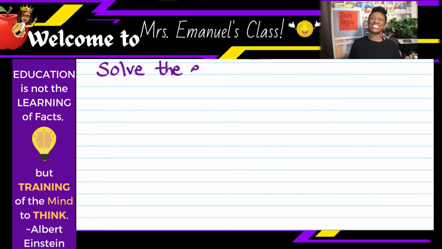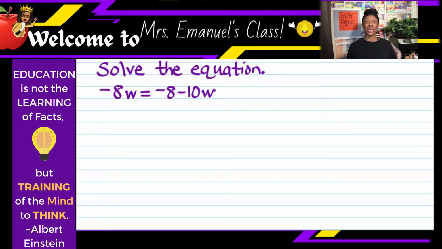All right, let's solve the equation negative 8w equals negative 8 minus 10w. In all of my equations, when I am solving, I will rewrite the original equation so that I will not forget what it was originally. So I'm rewriting it, so it's a given. I wrote negative 8w on the left-hand side. I left space, and then I wrote equals negative 8 minus 10w because the objective is to isolate the variable.